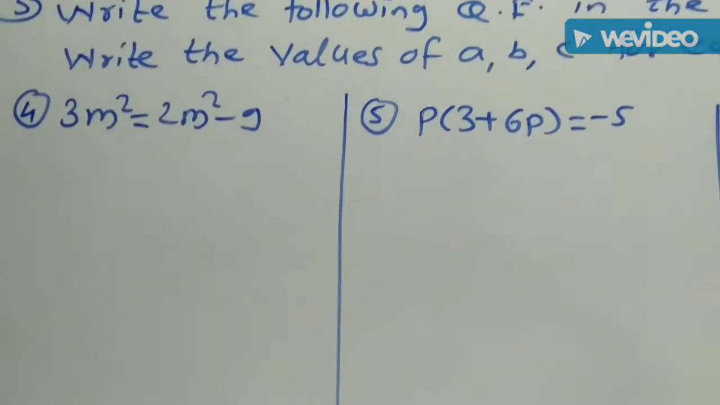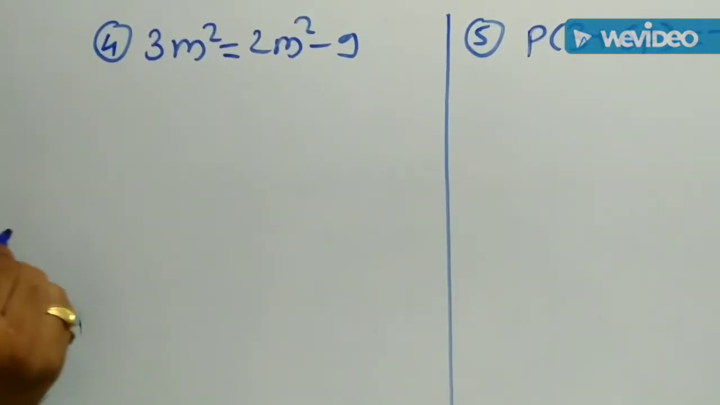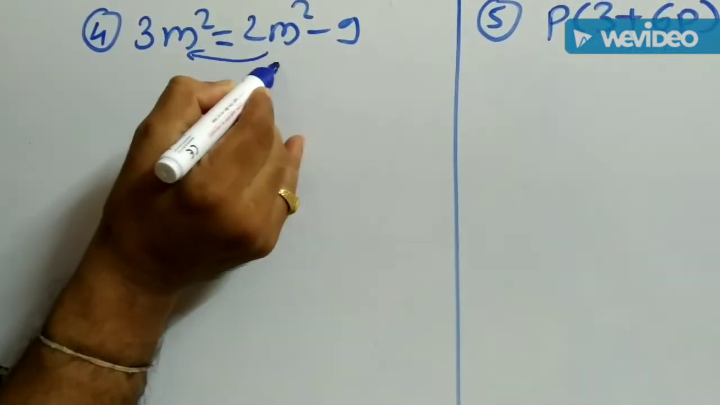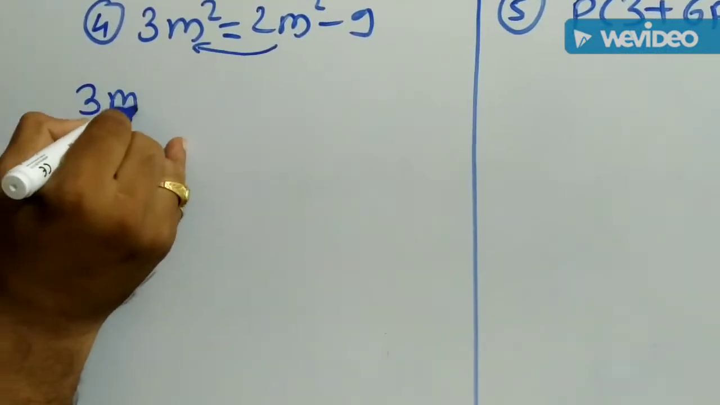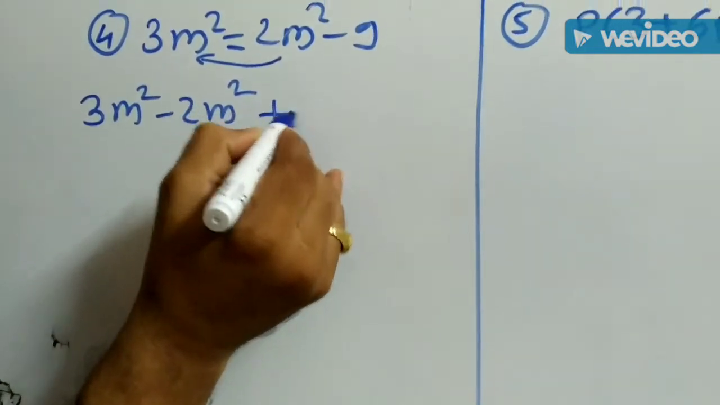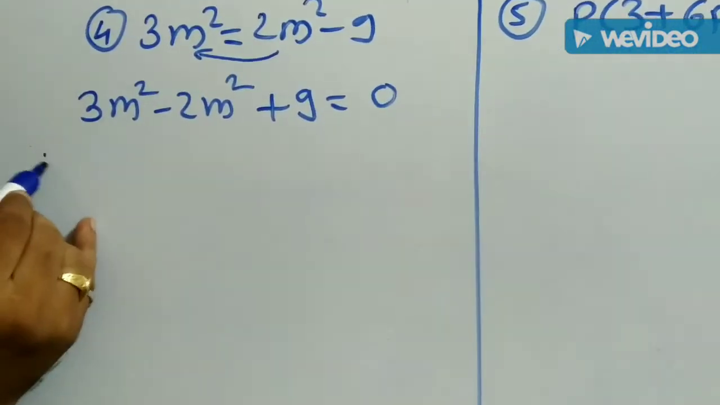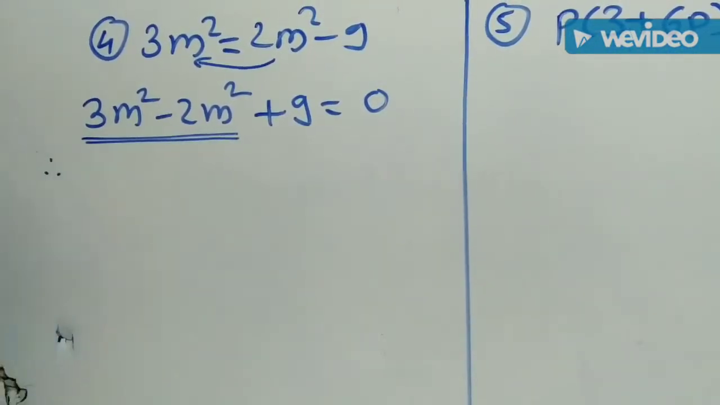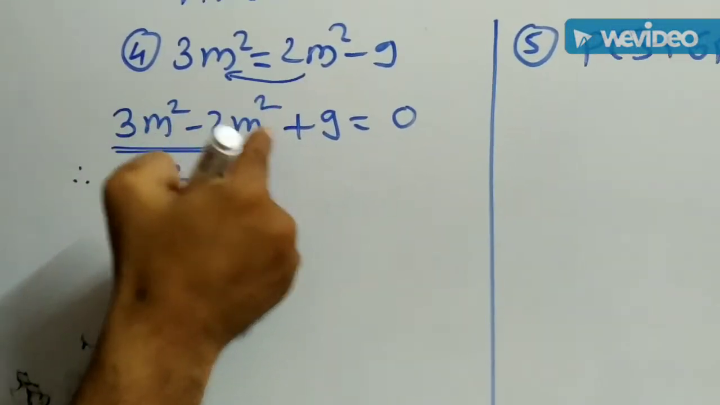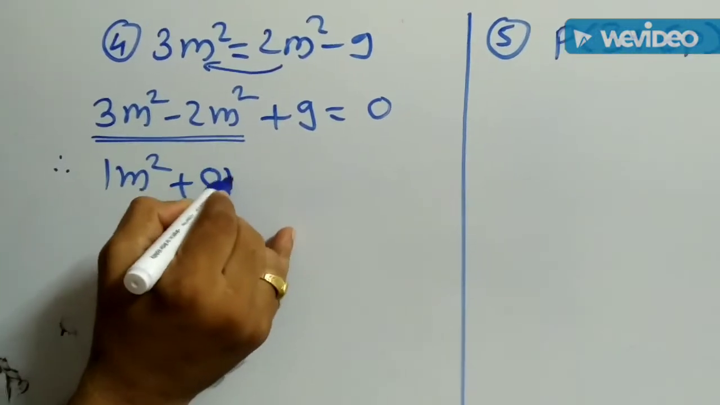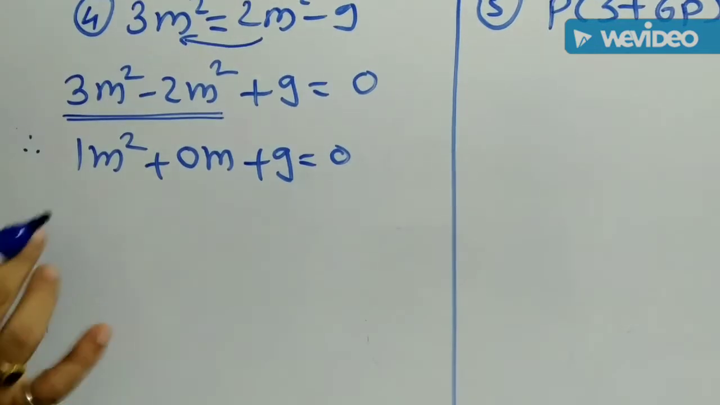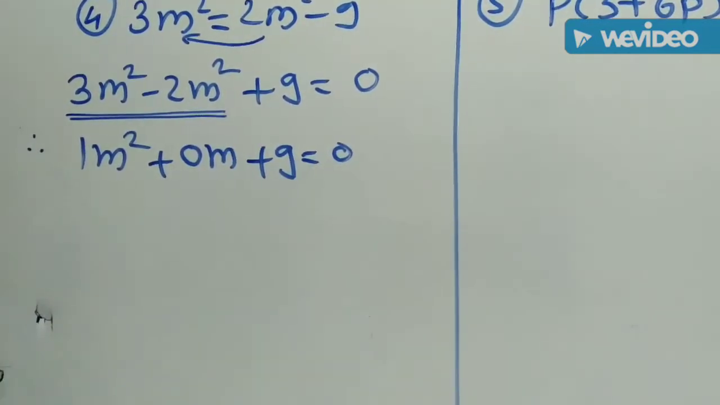Fourth example is 3m square is equal to 2m square minus 9. Now to write in standard form, all these terms in RHS get converted to LHS. 3m square minus 2m square plus 9 is equal to 0. Now here, 3m square minus 2m square, that is 1m square. Now m term is not given, therefore we can write it as 0m plus 9 is equal to 0, and this is the standard form of the equation.